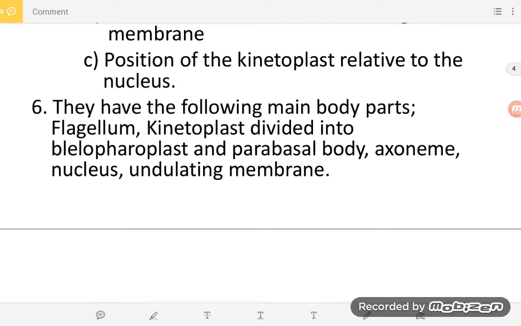They have the following main body parts. When we consider the stages, we can differentiate some different parts in their body. One is the flagellum, the other one is the kinetoplast. The kinetoplast again divides into two parts, the blepharoplast and the parabasal body. Other ones are the axoneme or axostyle, nucleus, and undulating membrane. These are the body parts we can see in these stages.